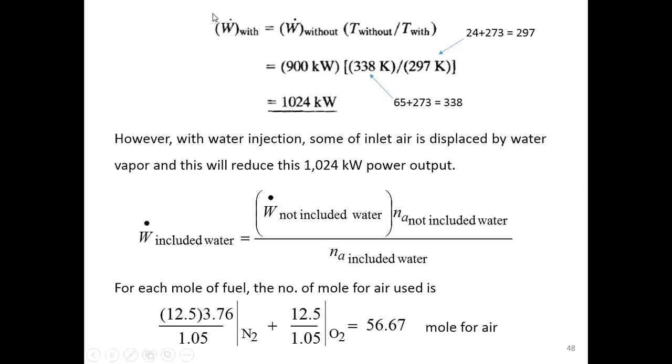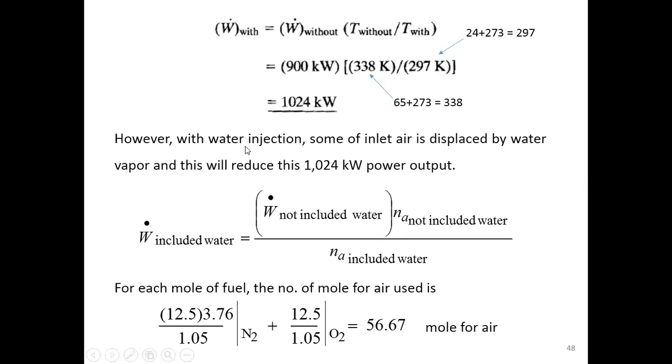the power output with water injection equals what? 900 times the temperature without water injection, divided by the temperature with water injection. So you can see that the power output increased from 900 to 1024 kilowatt. But this is still not our actual approximated power output.